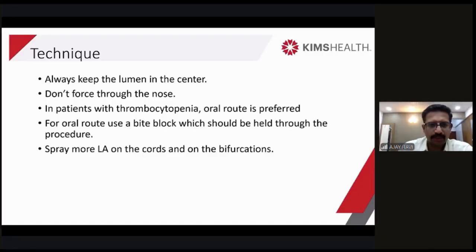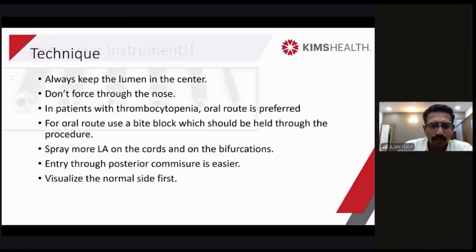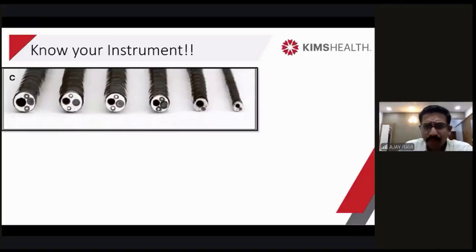Mostly these endobronchial biopsy procedures are done under conscious sedation, so you have to use local anesthesia, spraying more at the cords as well as the bifurcations, to make the patient comfortable. Then you go in through the posterior commissure, which is the easier way to get inside. When you go inside, you should visualize the normal side first. These are the general things till you go inside.